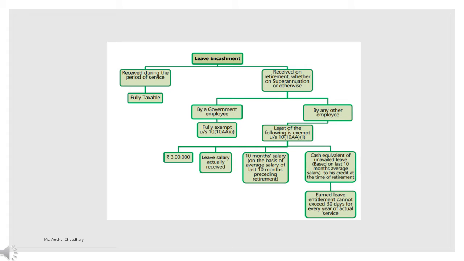For any other employee, the exemption is the minimum of these four: rupees 3 lakh, leave salary actually received, 10 months salary, or cash equivalent of unavailed leave. Whatever the minimum amount is, that will be your exempted amount. So we have to consider the minimum value of these four, and that will be your exemption.